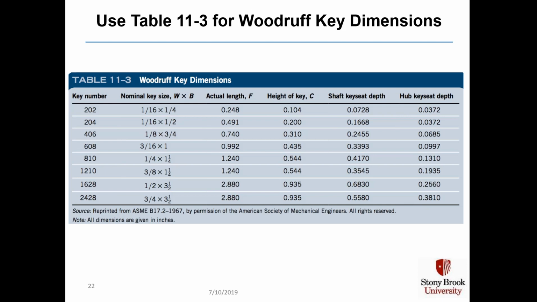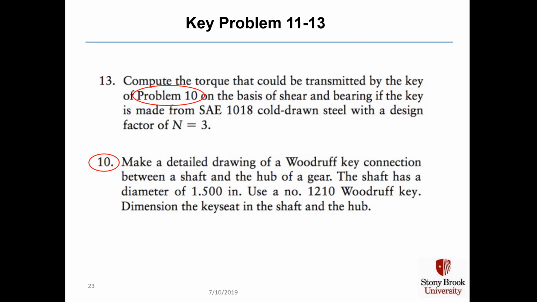Table 11-3 shows Woodruff key dimensions. They give us the key number and they give you all the critical constants that you need. The nominal key size, W times B, F, C, the shaft keyseat depth we've been calling D sub S, and the hub keyseat depth.